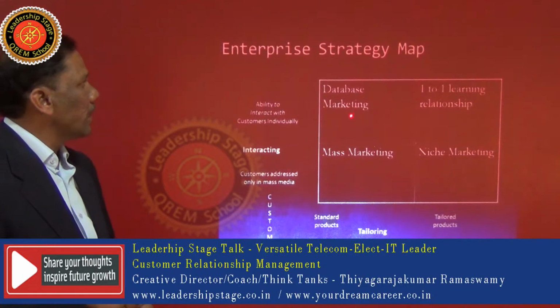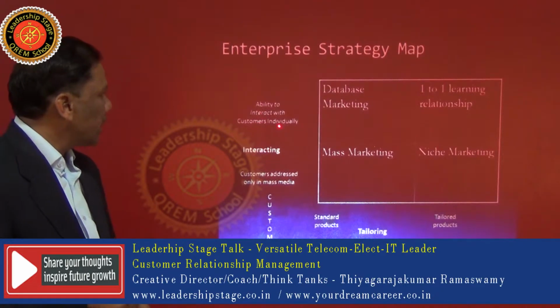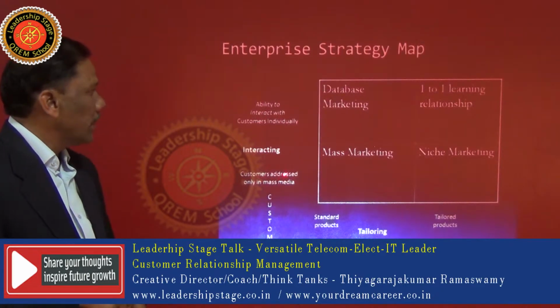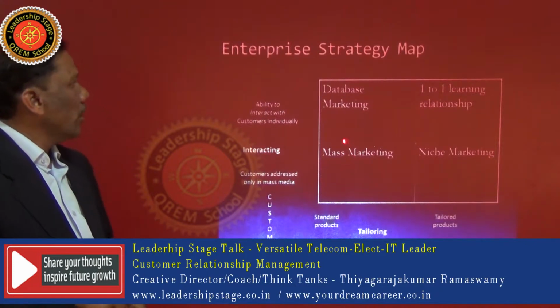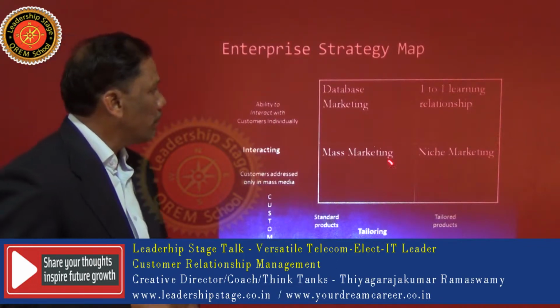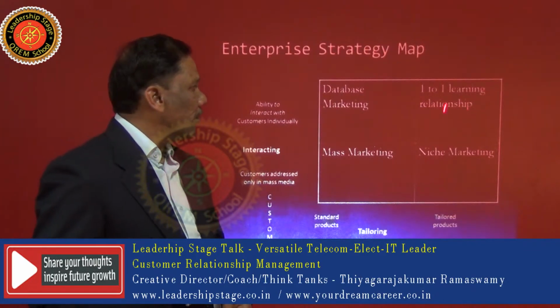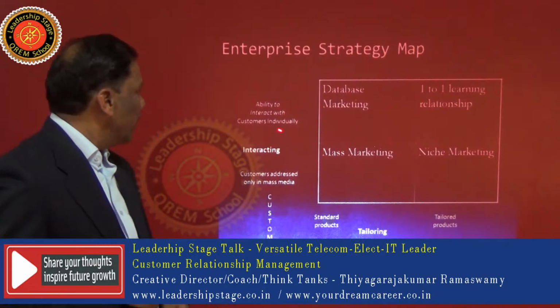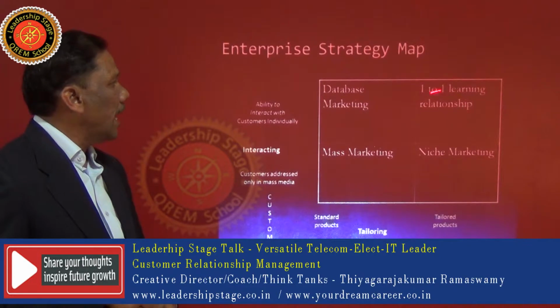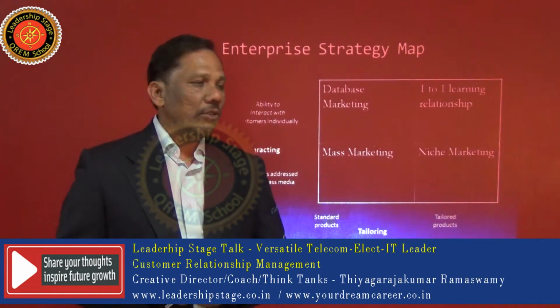The strategy behind this is made for the standard products, tailored products, as well as the ability to interact with the customer individually and then mass. So in case you want the standard product, the concentration should be on database marketing effort as well as mass marketing. Whereas here it should be a one-to-one relationship we maintain, so that with the tailored product you have the relationship with this customer individually in such a way that you can increase the customer base to a larger extent.